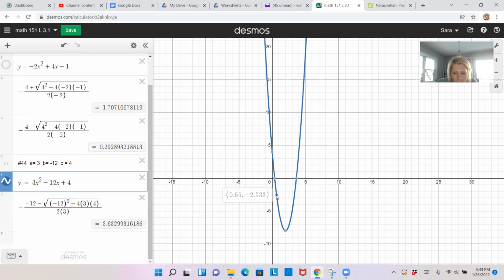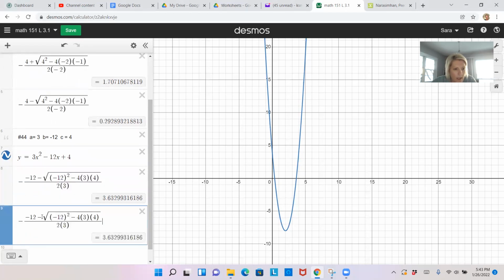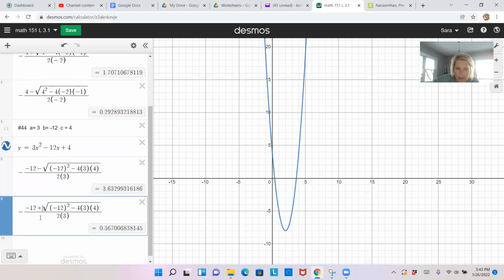And when we click on our picture, yep, it does match what we just came up with in our formula. So 3.633 when I hover over my dot on my graph. And now I can just copy my whole thing. Make sure you get that negative out there. Control C for copy, come down here and Control V and paste it. And then we can just change that subtraction to an addition. And then it should give us our other one, 0.367. And I click on my graph and hover over that 0, and right there it is, 0.367.